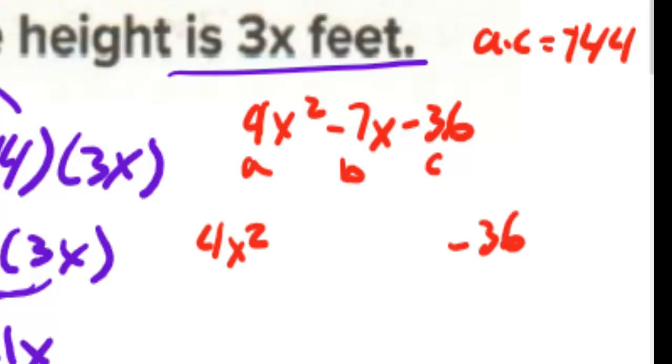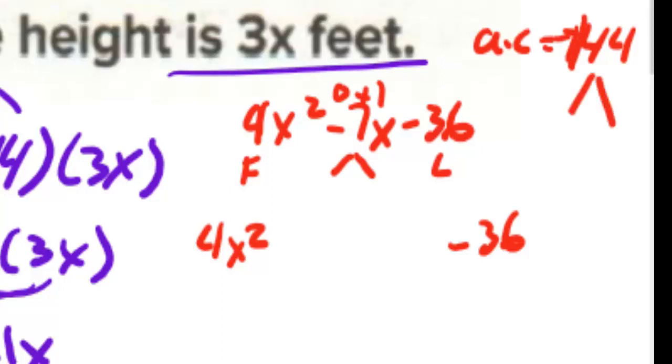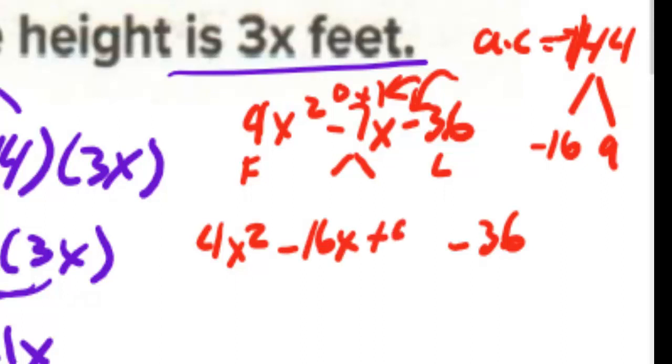And remember, what I'm about to do here is break this negative 7 back into the O and the I of FOIL. So this is the F, and this is the L, and this is the O plus I. And I want to break it into an O and I separately. So I got to figure out the factors of 144 that have a difference of negative 7. And I think those numbers are negative 16 and positive 9. So I'll write negative 16x plus 9x.